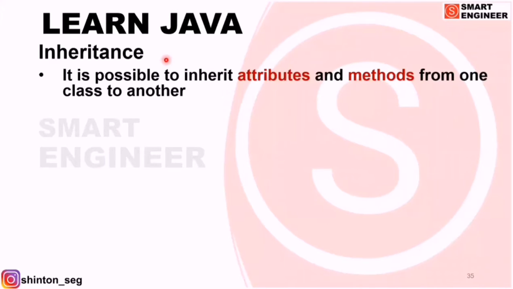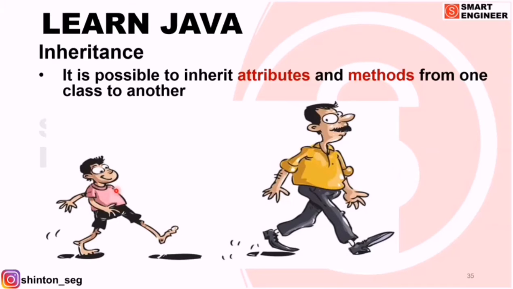In this video, we are going to learn about inheritance. In inheritance, it is possible to inherit attributes and methods from one class to another. I will tell you with an example. Look at this father and son. Look at the similar attributes they are having. Then look at the similar methods or functions they are doing.